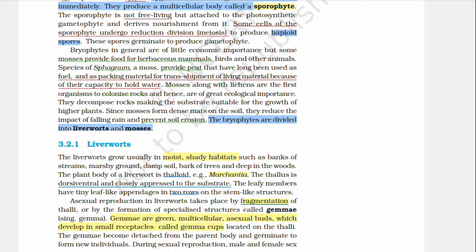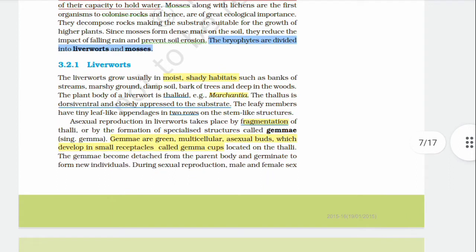The bryophytes are divided into liverworts and mosses. First, we will see about liverworts. So, liverworts usually grow in moist and shady habitats. Like commonly, all the bryophytes will grow well in damp and humid conditions. So, they are also a kind of this. And they can grow in marshy ground, damp soil, barks of trees, deep in the wood, and their plant body is thalloid. The example of liverwort is Marchantia.